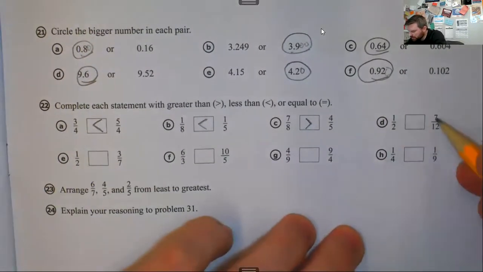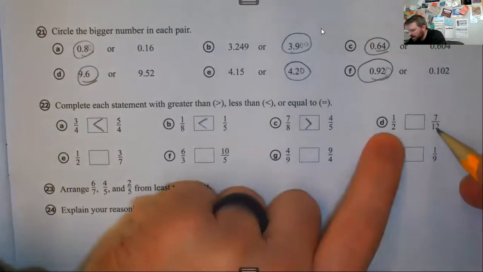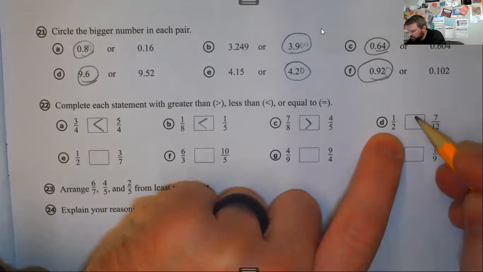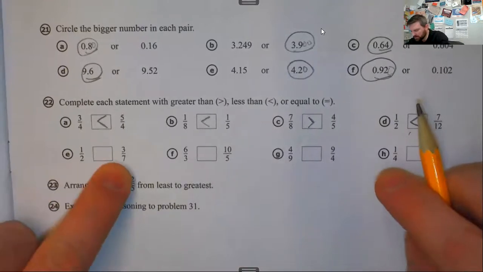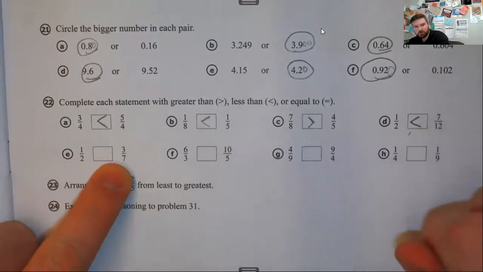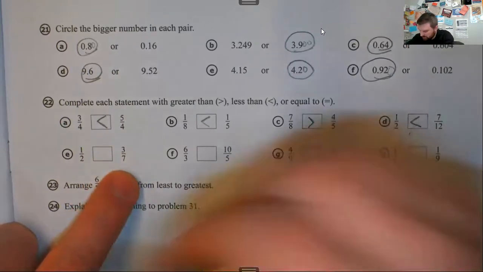1/2 or 7/12. Now, 1/2 would be 6/12. So 7/12 is bigger than half. So that's the less than symbol. 1/2 and then 3/7. 3.5 is half of 7. So this is actually smaller than 1/2.